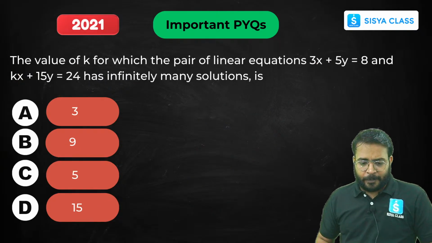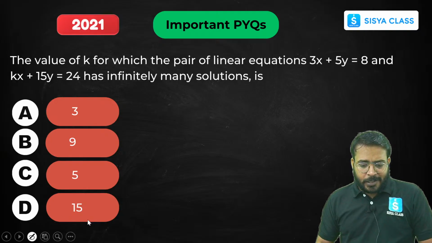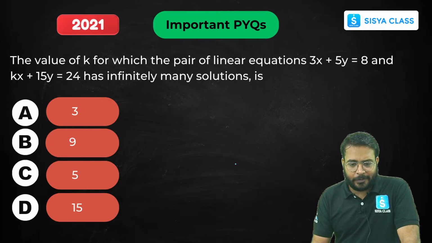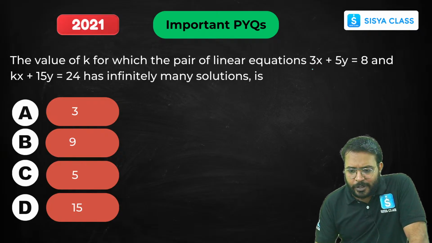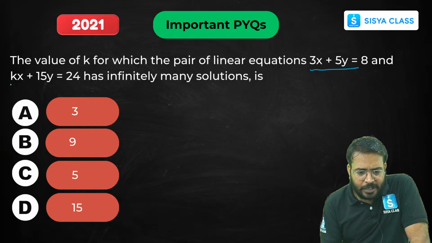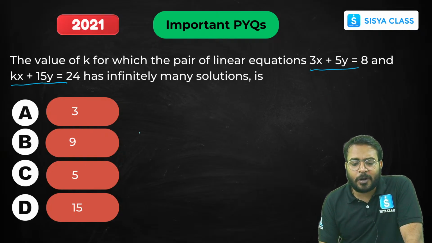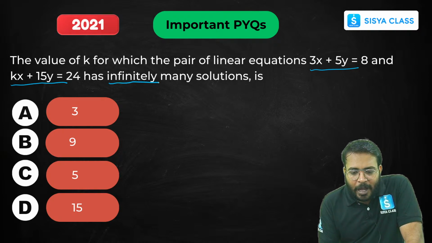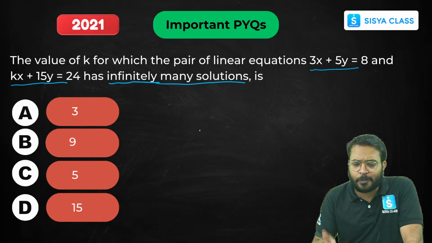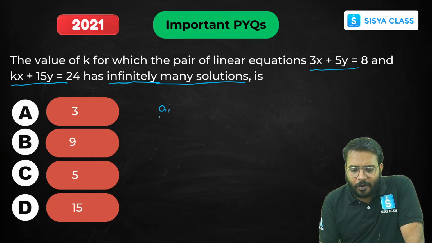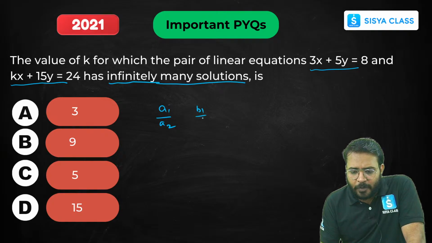This question has been asked in 2021. See here, again the same type, right? They have given two equations, the first equation and the second equation, and they are asking the value of k for which they should have infinitely many solutions. What is the condition of infinitely many solutions here? The ratios of the coefficients of x, a1 by a2, the coefficients of y, b1 by b2, and the constant terms, c1 by c2, they all should be equal.